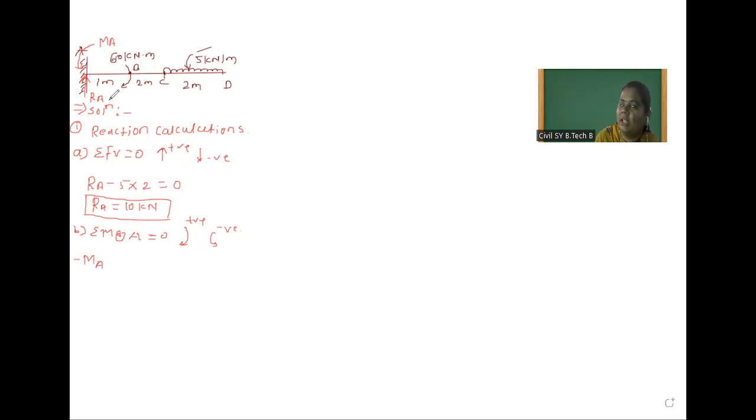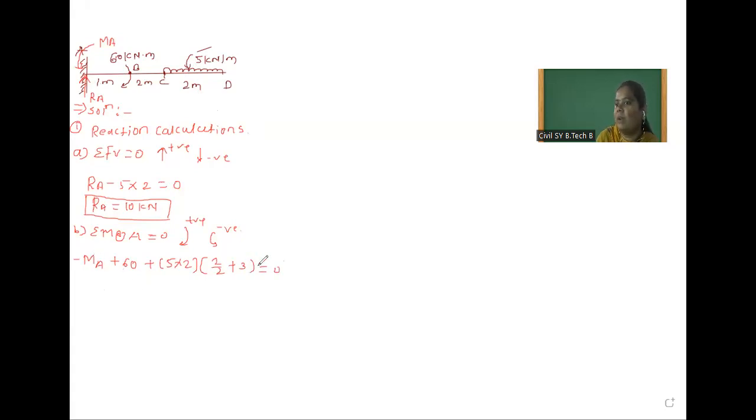Then this 60 kilonewton meter moment couple is there, and this is clockwise, so plus 60. After that, this 5 kilonewton creates clockwise moment towards point A, so plus 5 into 2. This is the UDL converted to a point load. It will act at 2 by 2, plus we have to add this 2 plus 1. Why are we considering this 2 plus 1 distance? Because we are taking moment at point A. So plus 3, which is equal to 0.